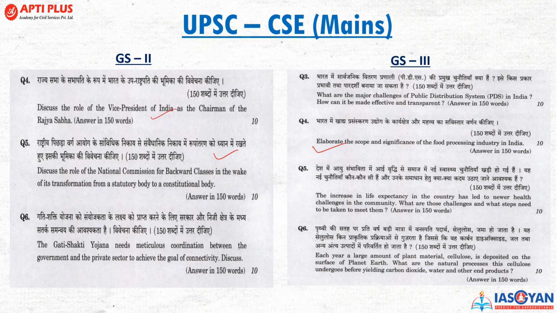These are the questions. And each year, a large amount of plant material, cellulose, is deposited on the plant. The natural process of this cellulose undergoes yield carbon dioxide, water, and end product. So if your basic conceptual clarity is clear and your contemporary issues are also relevant, and you know about the facts, then you can supplement your answer with the static portion as well as the current portion. So these are the changed patterns for the prelims and mains examination.